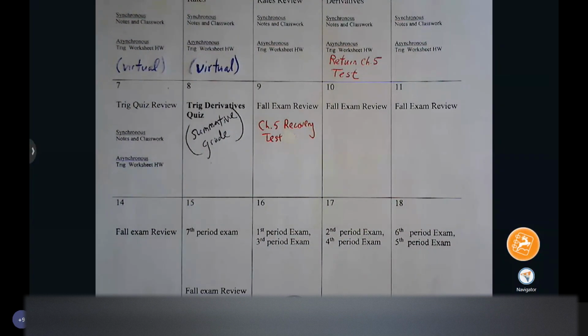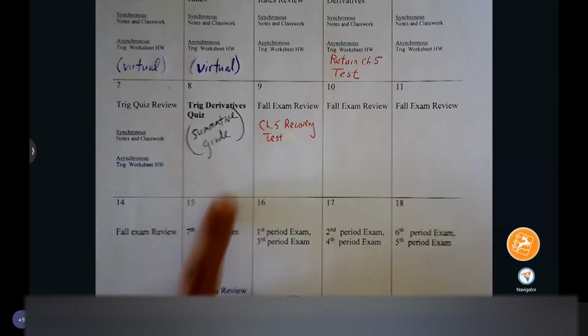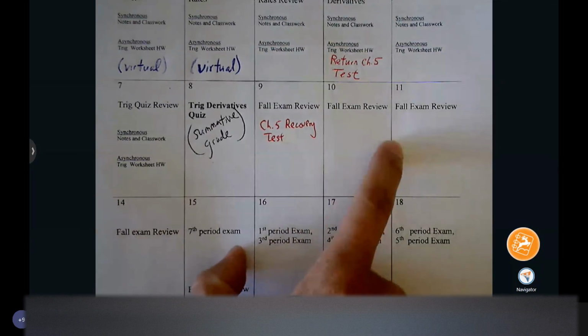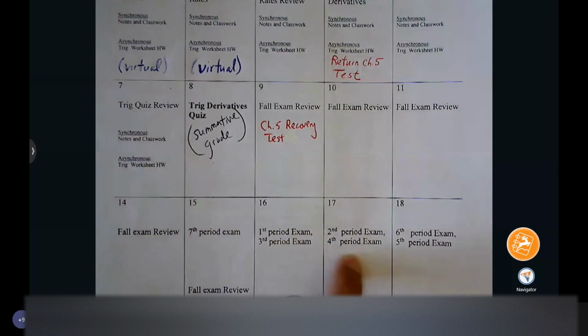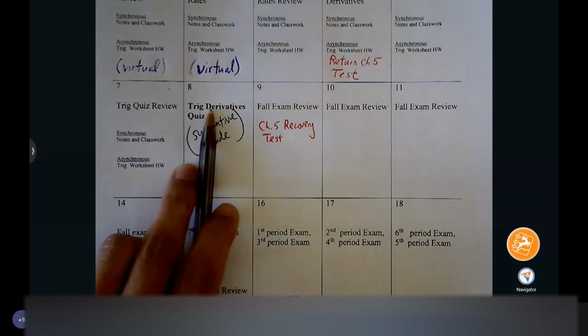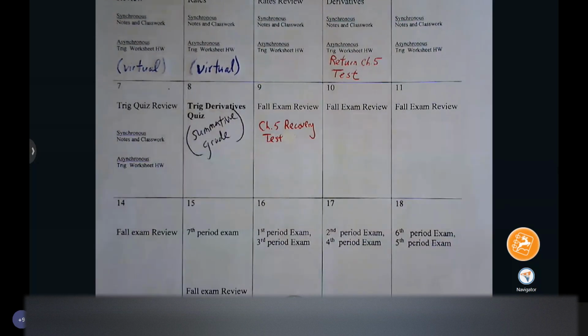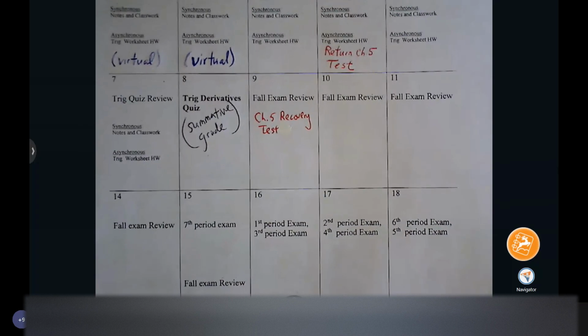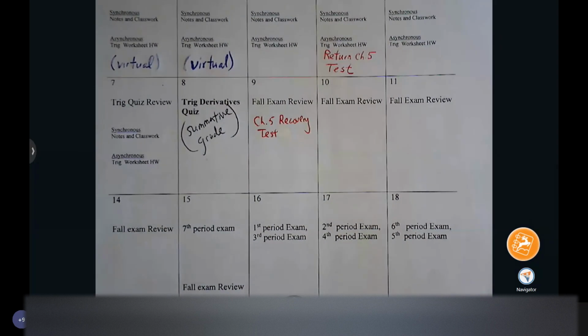If you want to do recovery, you do the recovery work necessary, and then if you do better on that portion of the test, I'll use that as a replacement, as your recovery for your trig quiz. Okay, any questions?